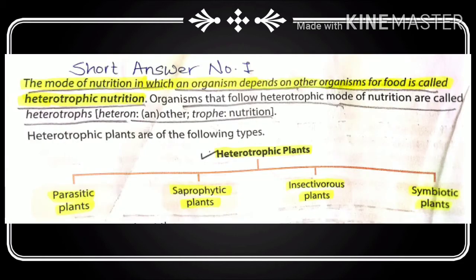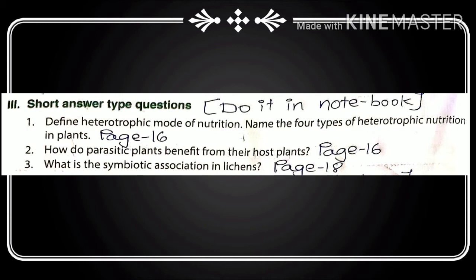Take out page number 16. In the very first paragraph, 2 lines are the definition of the heterotrophic mode of nutrition, and then these are the 4 types of heterotrophic plants which are highlighted, you have to write. Second question is, how do parasitic plants benefit from their host plant? In this question you have to write down how parasitic plants develop their root system to get nutrients from their host plant.